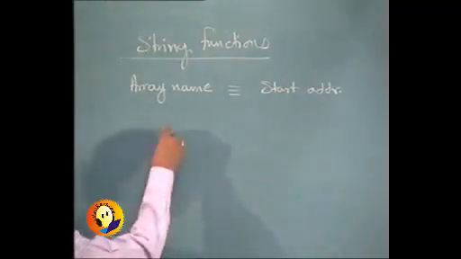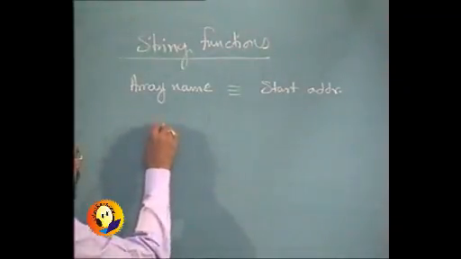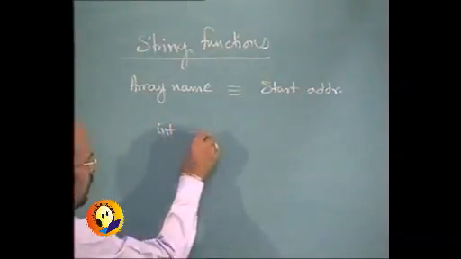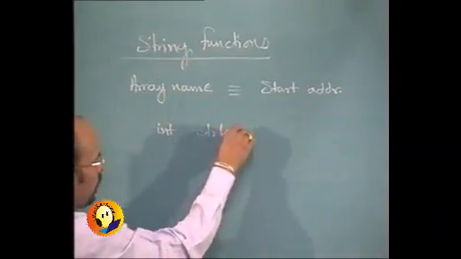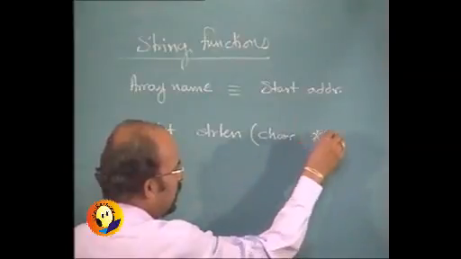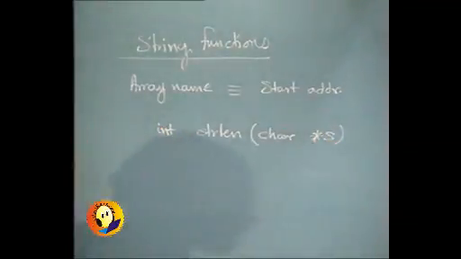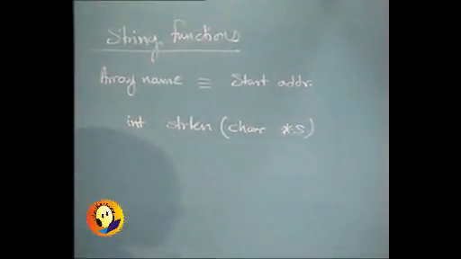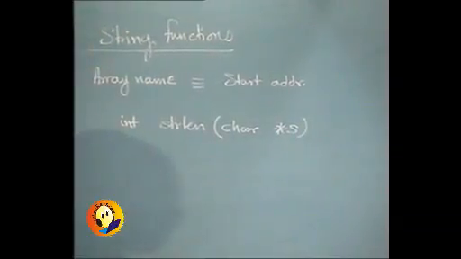Now I will write the string length function as char star s. Call remains the same. You will still call it with the name of that particular string. So string length name. Name is array.